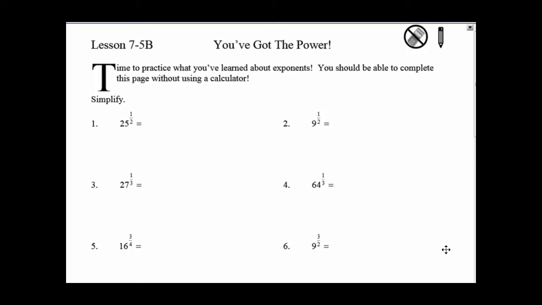We're going to put together all of those exponent rules we've learned throughout this chapter. So today's time to practice what we've learned. And we're going to do all these examples without the use of a calculator. I'm going to take you through some, and then I'm going to have you do the rest on your own.